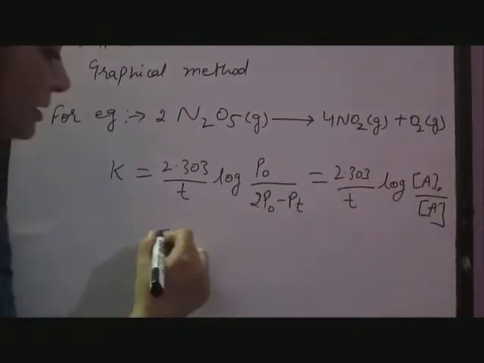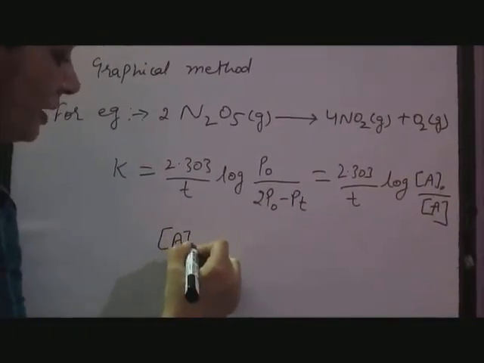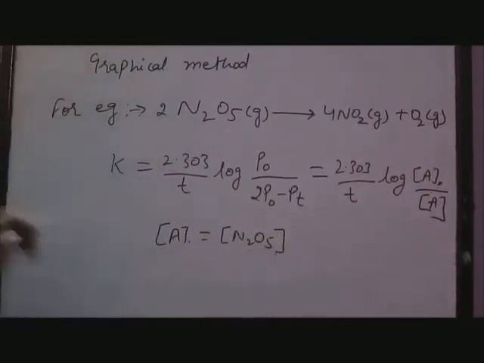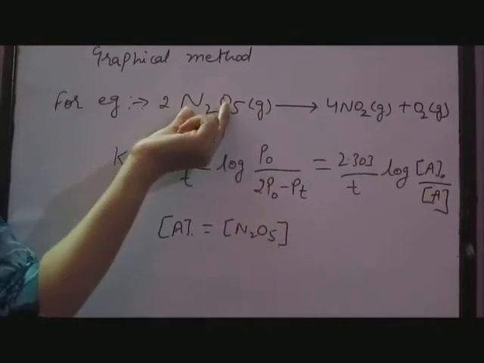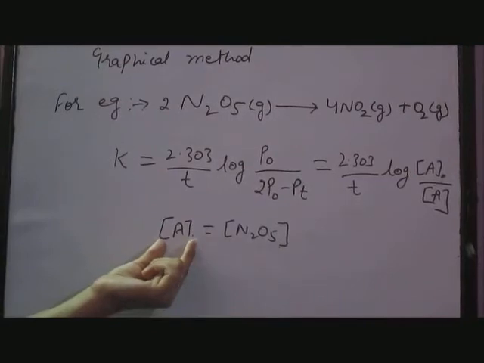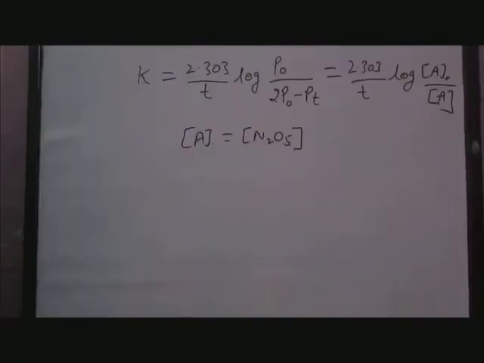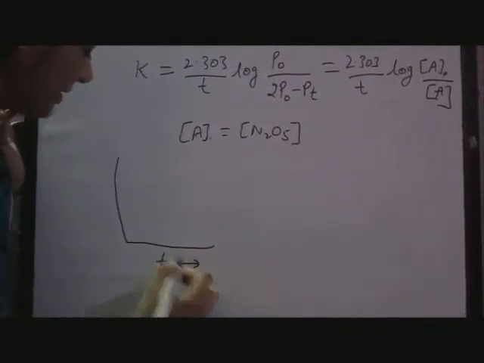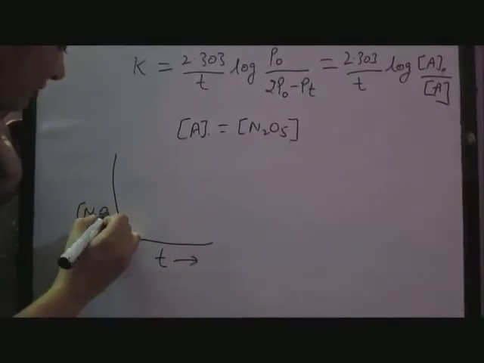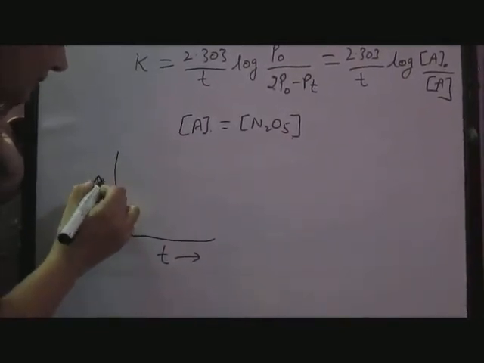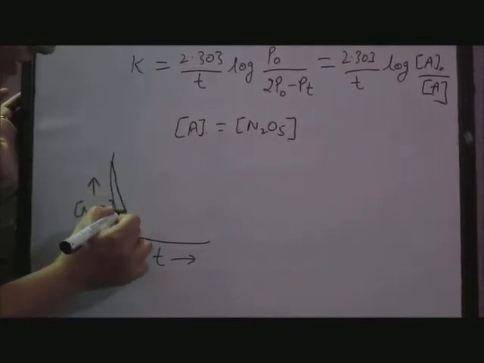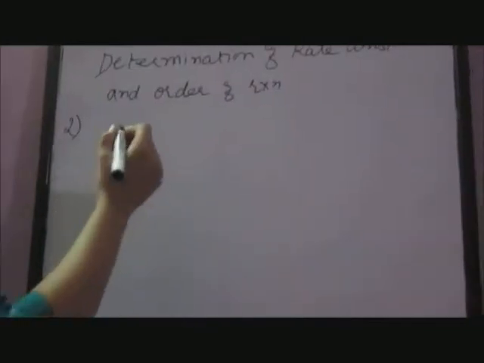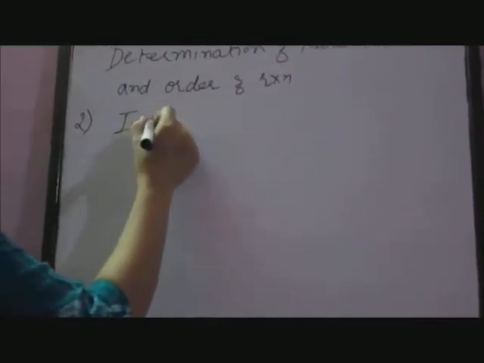Here the concentration term is N2O5. By measuring partial pressure of N2O5, we can calculate the molar concentration of N2O5. If we plot a graph between time and concentration of N2O5, it shows an exponential decrease with time. Next is initial rate method.